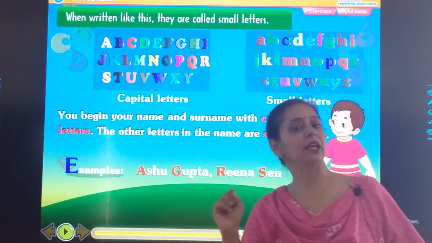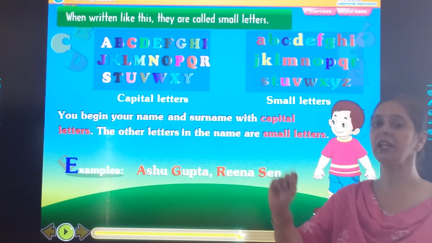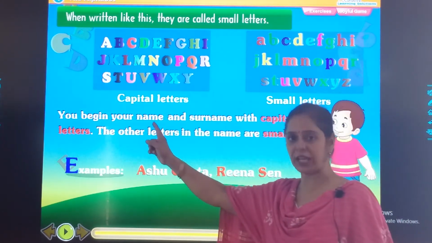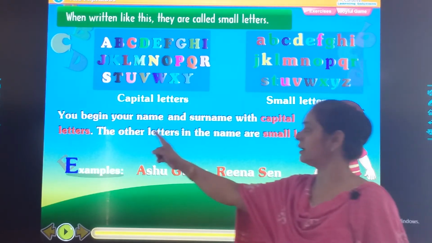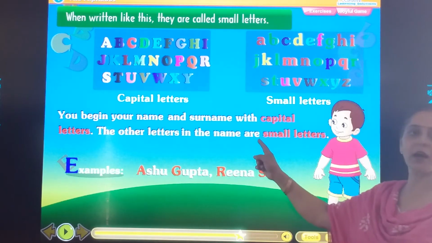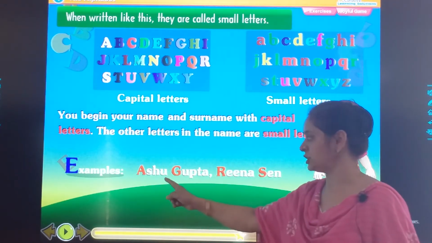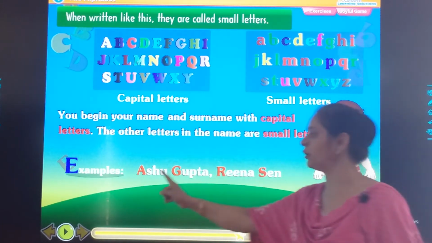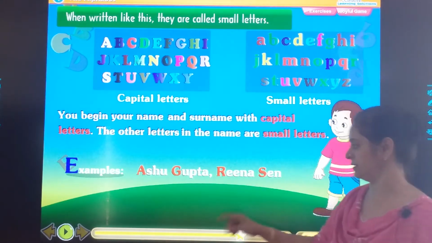Suppose I say Shivani Mishra, so you will write S as capital, and Mishra's M also capital. You begin your name and surname with a capital. The other letters in the name will be small letters. For example, Anshu Gupta, Reena Sen. See how they are written? The first letter is always capital.